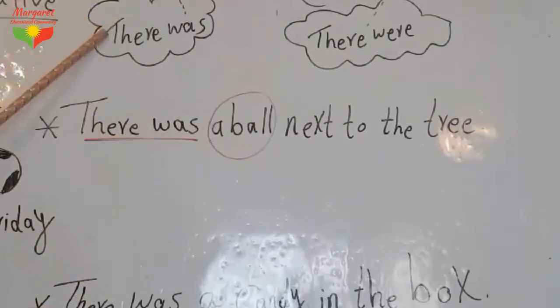First we will talk about there was. Here we have a tree, okay? And there is, you see I used there is because right now I'm going to explain this example for you. There's a tree and there's a ball next to this tree. Under the tree, I wrote last Friday.